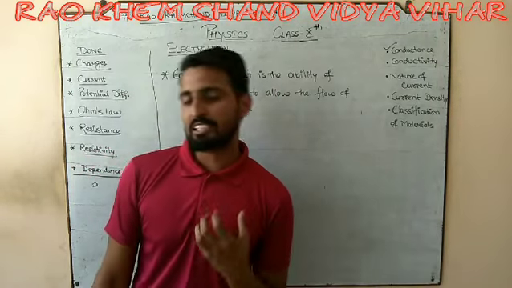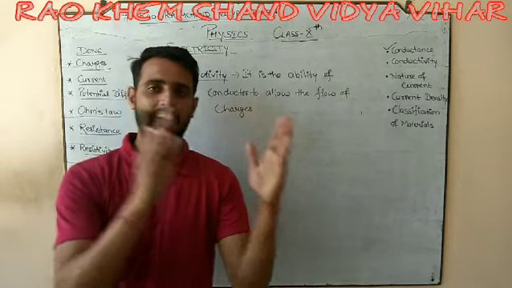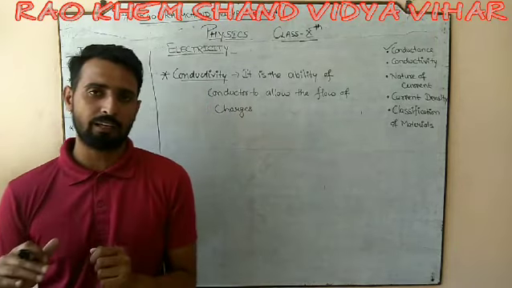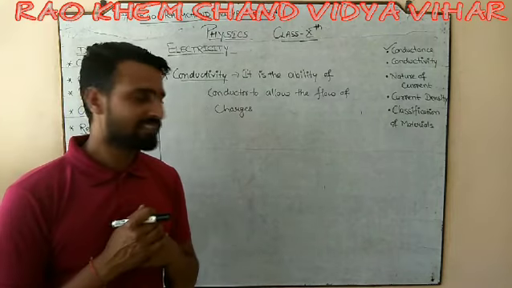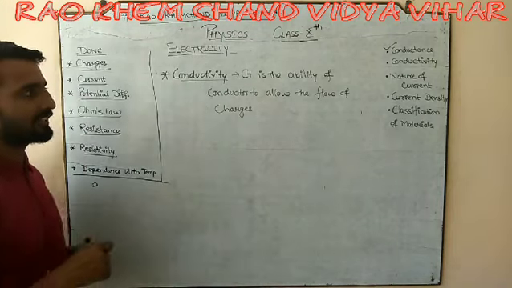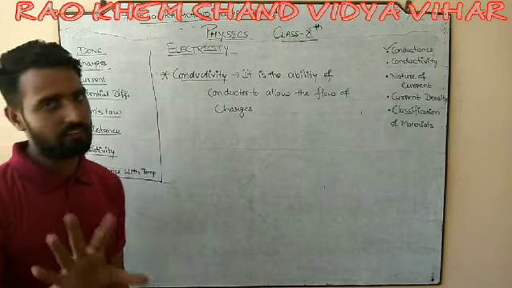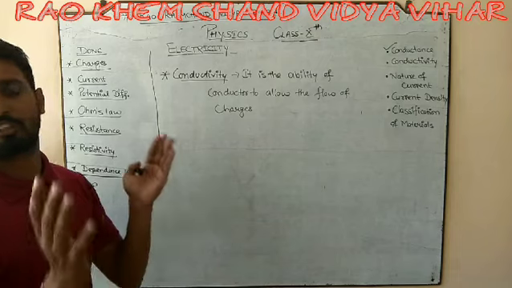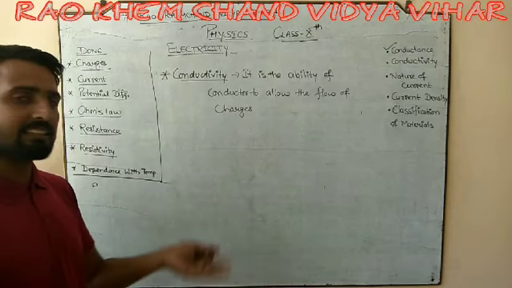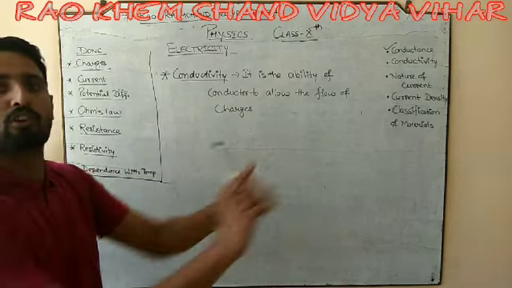So what was the difference between resistance and resistivity? We have given proper time to it in the previous topic lecture, so you can rewind that and listen to it once again. But what is conductivity? It is the ability of a conductor to allow the flow of charge. But resistivity is the ability of a conductor to oppose the flow of charge.